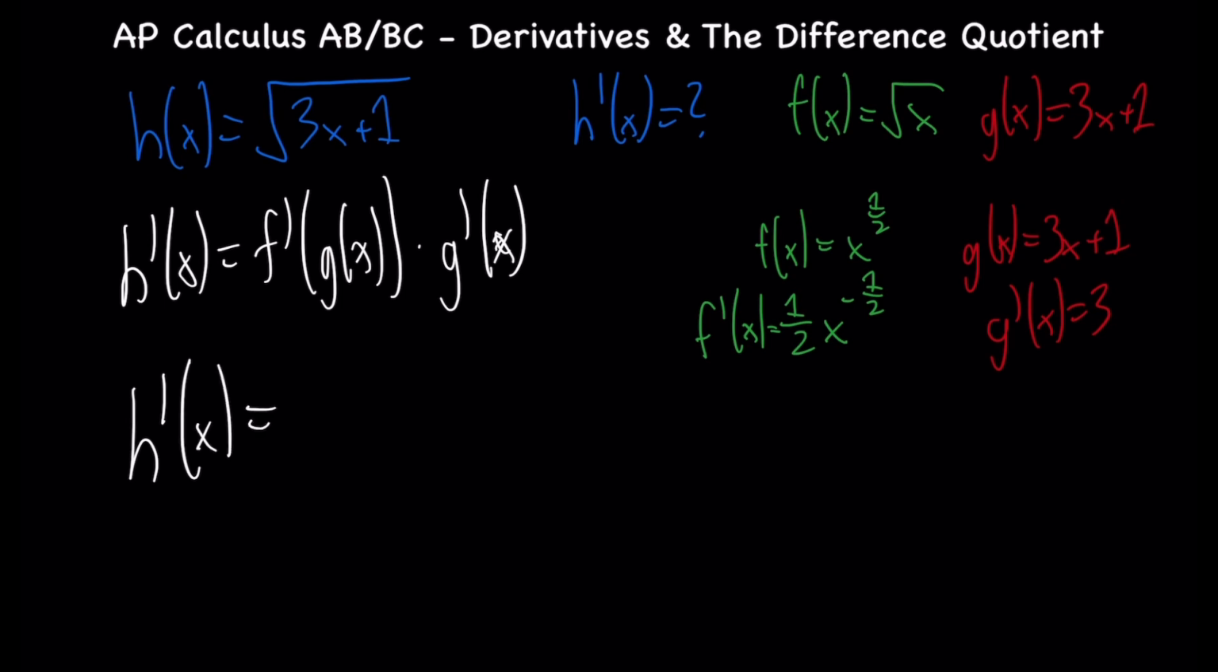Alright, now let's solve through this. Now we can apply the chain rule. So f prime of x, which is 1/2 times g of x, which is 3x plus 1, to the power of negative 1/2, times 3. You can go ahead and solve this on your own and pause the video here.